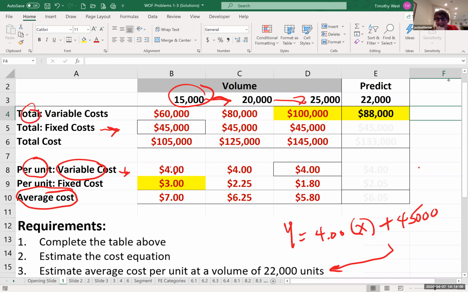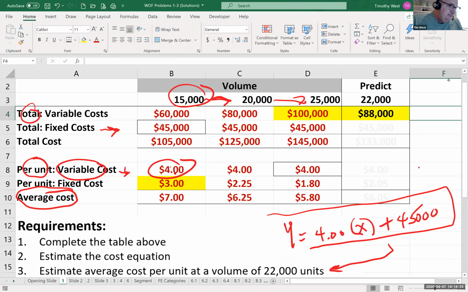Maybe how did you get the 60? That's one of my favorites. I got the 60 by just taking that 4 times the 15. So you can get there a lot of different ways, but make sure you can do this table, and make sure you realize it's based on this. So we've done 1, we've done 2. Now we need to predict cost at 22,000.